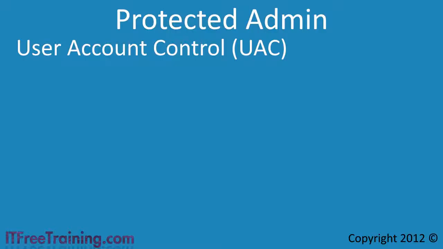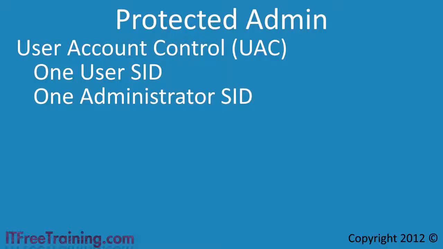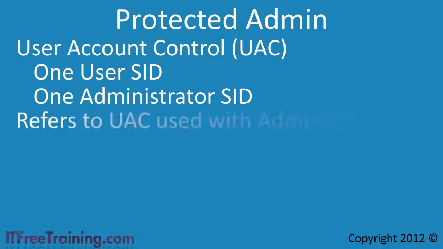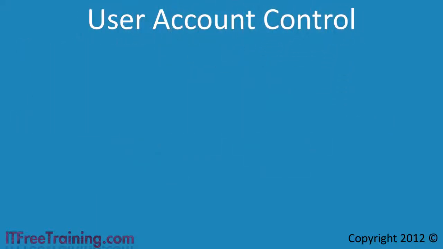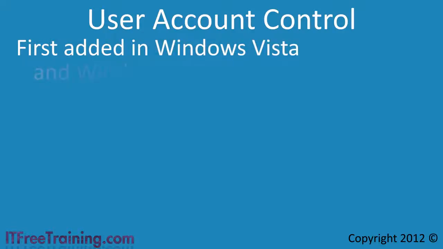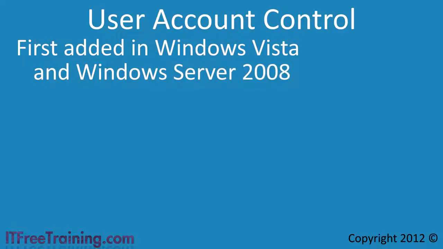User Account Control protects your computer by having two SIDs for each administrator account, one for the user and one for the administrator. If you see the term Protected Admin, this is referring to User Account Control being used to protect the administrator's account. User Account Control was first added to Windows in Windows Vista and Windows Server 2008.